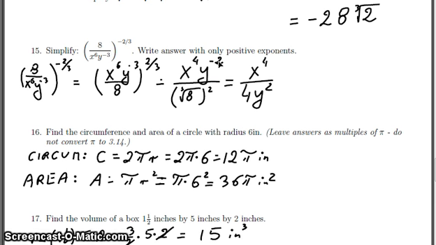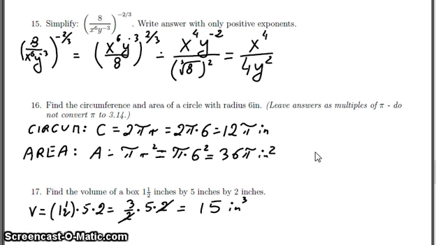Now, y to the negative 2nd has to be written in the denominator. We want positive exponents. And the cube root of 8 is 2. And then you square that 2, which becomes a 4. Problem 16.